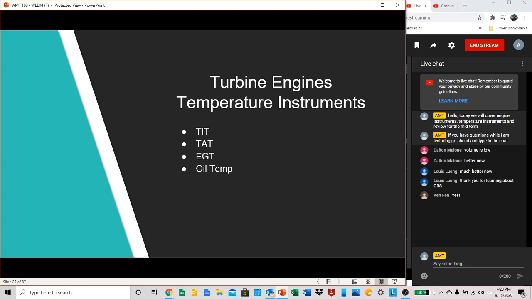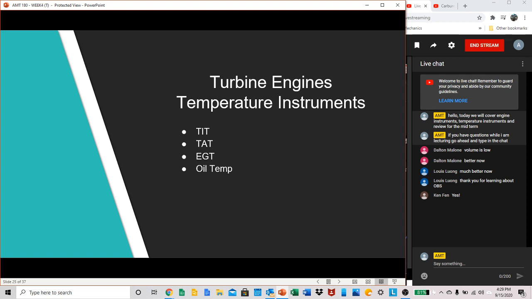And turbine engine temperature instruments, we have a few different ones, and this isn't necessarily all of them. Turbine engines can get pretty crazy with the amount of stuff that they measure relating to temperature and pressure. I mean, they have a ton of different probes. They can have one probe, they can have 7 probes, they can have 11 probes, just depends on the manufacturer and how that engine is made.